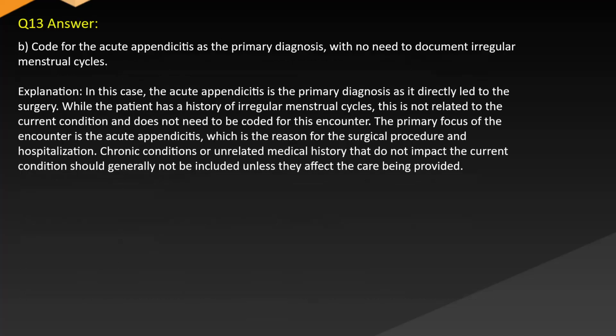Answer. B. Code for the acute appendicitis as the primary diagnosis with no need to document irregular menstrual cycles. The explanation. In this case, the acute appendicitis is the primary diagnosis as it directly led to the surgery, while the patient has a history of irregular menstrual cycles. This is not related to the current condition and does not need to be coded for this encounter.